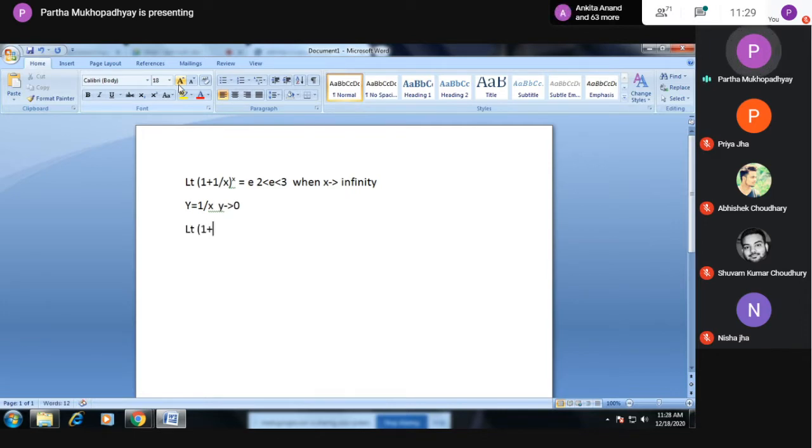It will be (1 plus y) all to the power 1 by y. Now, let me denote y by h, okay? Because our limit is in h. So we are putting it h. Now, (1 plus h) whole to the power 1 by h, that thing will be equal to e, obviously, okay? Now, if you raise the power of both sides to h, Anmol, what will happen? Tell me.